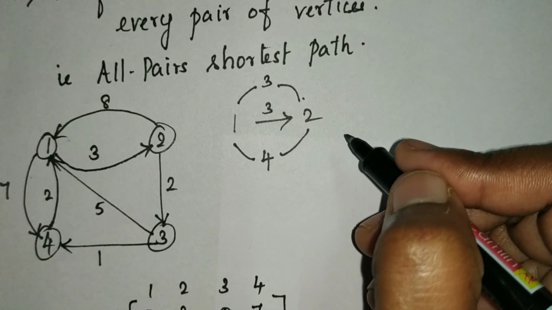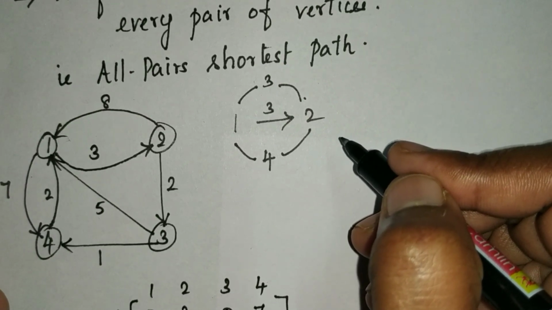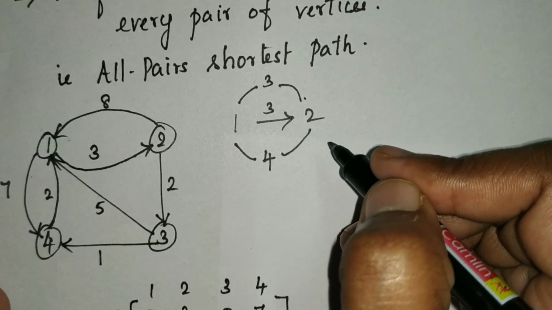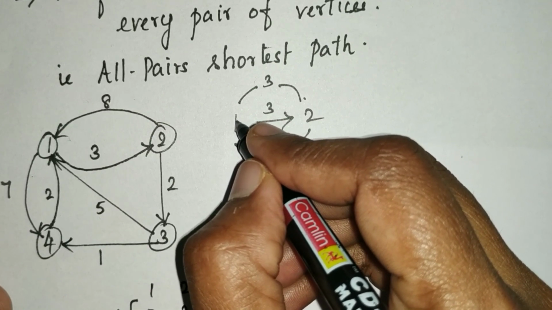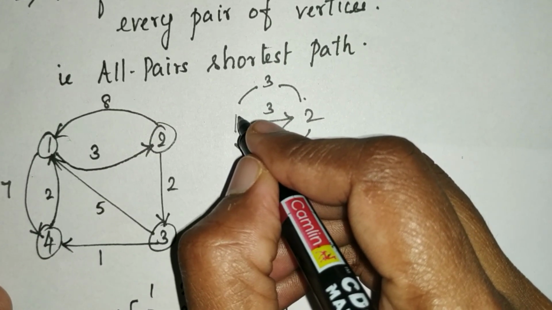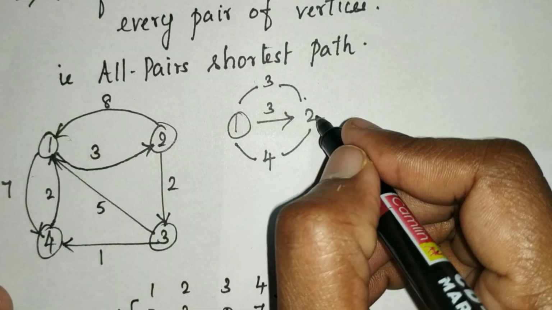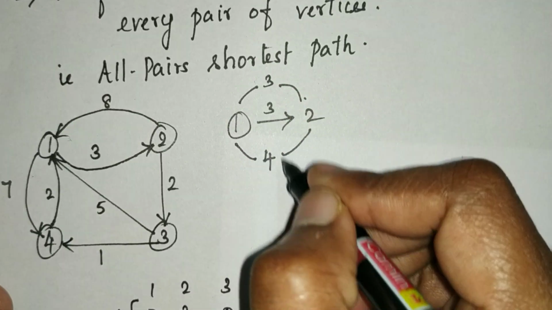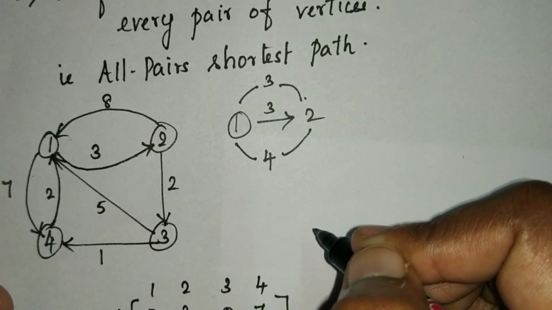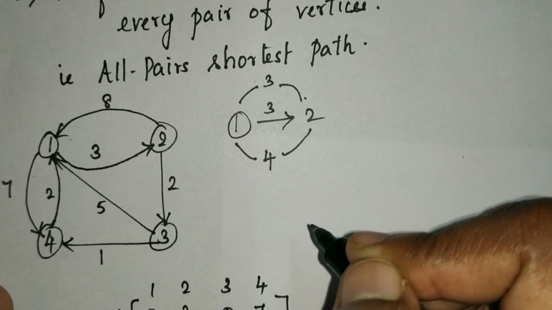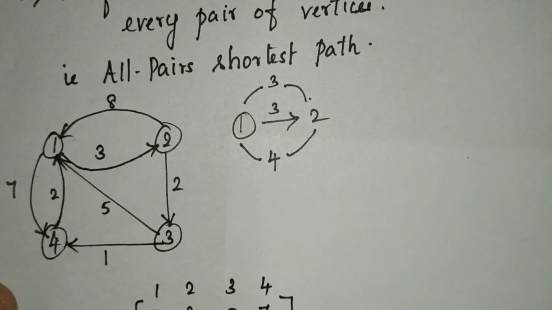So what we are going to do here is prepare certain matrices, where in every step we prepare a matrix having first 1 as the intermediate vertex, and then having 2 as the intermediate vertex, and then 3 and 4. Likewise we are going to prepare certain matrices with which we are going to find the shortest path between every pair of vertices. So we'll see how to do that.